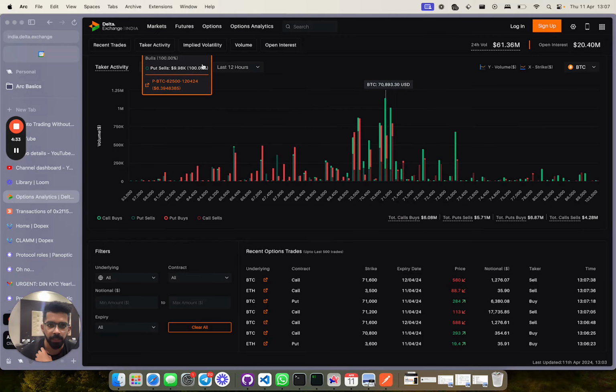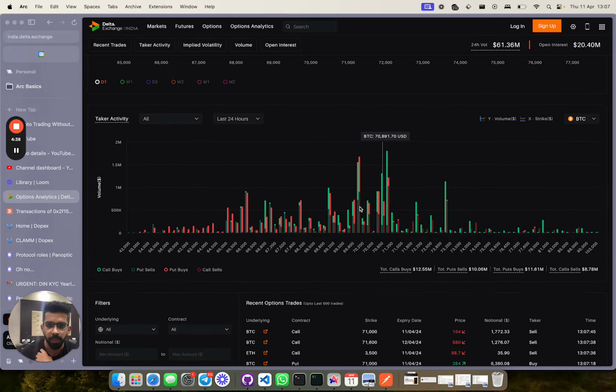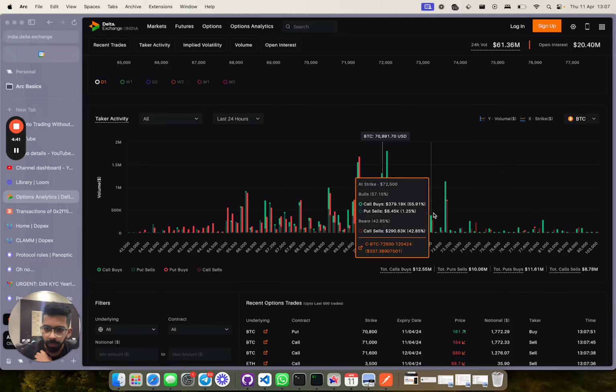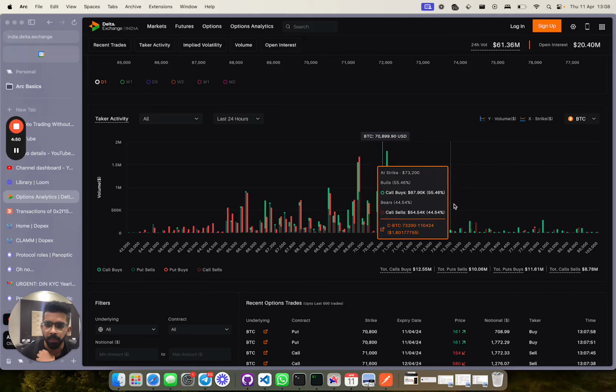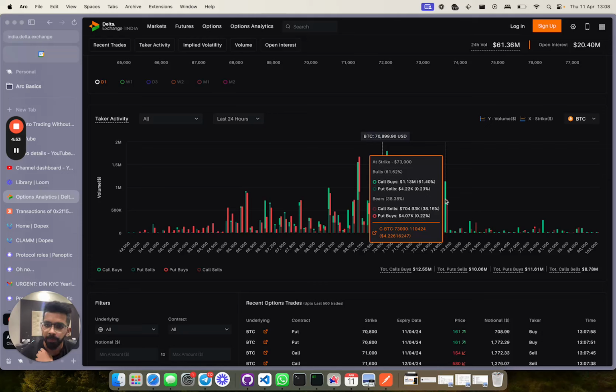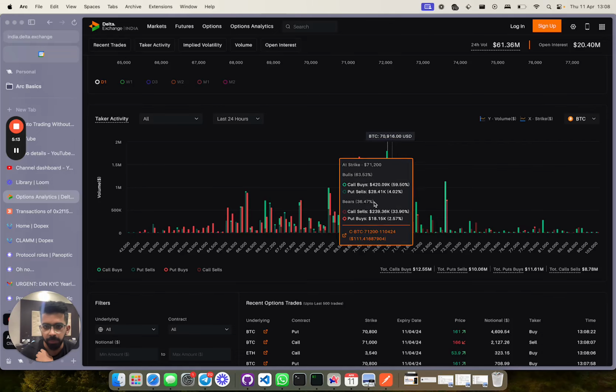Then lastly, we have the taker activity. What is the taker activity? This shows how the traders on Delta Exchange are trading. If we pick up, let's say, the $73,000 strike, which we just discussed above, which had the maximum call open interest, it means that out of the total call open interest, $1.13 million worth of notional calls have been bought and 700k notional worth of calls have been sold. You can conclude that the traders are bullish on this strike and they expect Bitcoin to rise above the level of $73,000. That is why they have bought a net amount of calls for this strike.